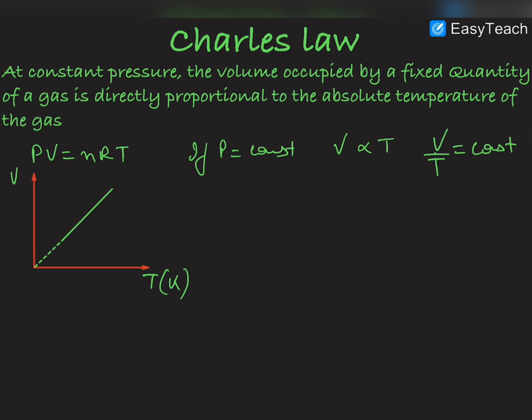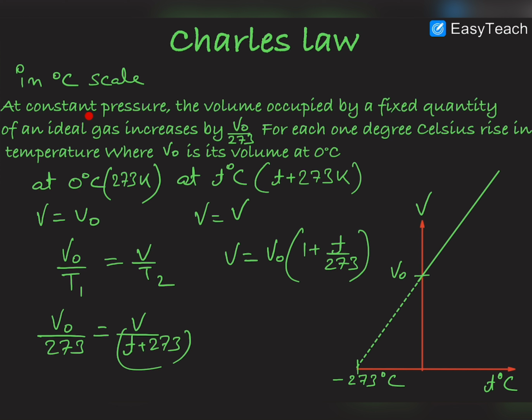You must have heard this Charles's law already, but let me tell you a different form of Charles's law. This is Charles's law in the degree Celsius scale. We will analyze the definition later on. Let us analyze Charles's law in degrees Celsius. At 0 degree Celsius, which is 273 Kelvin, V is equal to V naught, let's suppose. At T degree Celsius, which is T plus 273 Kelvin, the volume is equal to V. We can apply this formula for the absolute scale only. So V naught by 273 is equal to V by T plus 273, and V is equal to V naught times 1 plus T by 273, where T is the temperature in degrees Celsius.